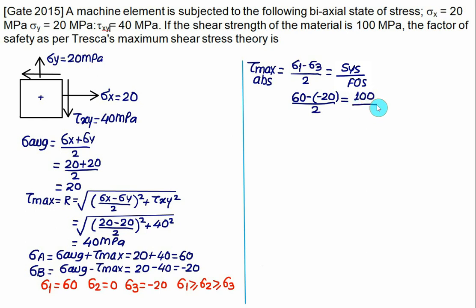Using this we can calculate the factor of safety n. So we have factor of safety as 200 divided by 60 minus minus 20, which is 80, so 200 divided by 80. So we get a factor of safety according to the maximum shear stress theory close to 2.5.